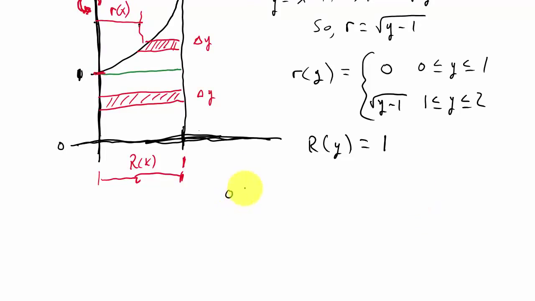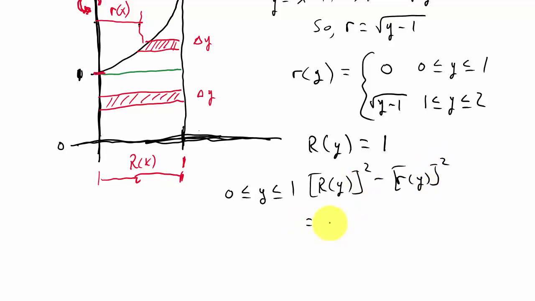Alright, so from when y is between 0 and 1, big R of y squared minus little r of y squared is equal to 1 squared, see I plug this in, minus little r of y, and remember we're from 0 to 1, little r of y is 0. So that's 0 squared, and so that just equals 1.